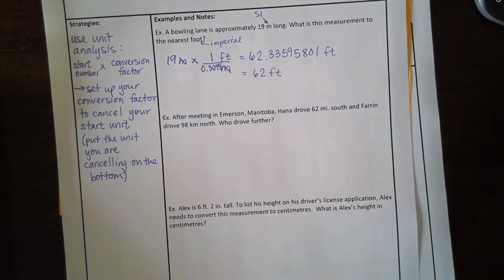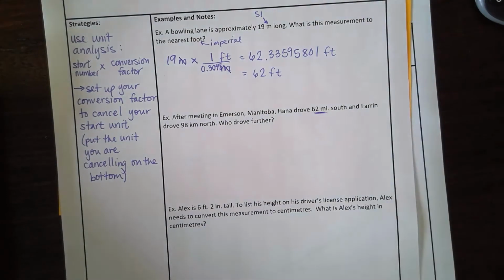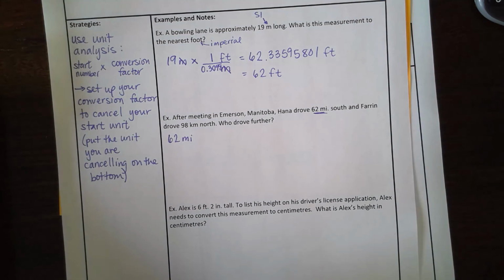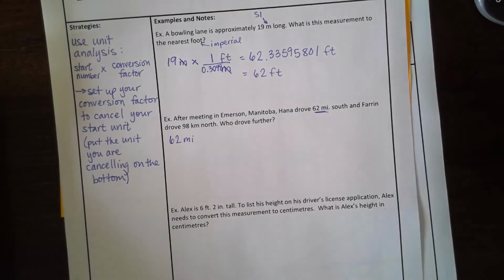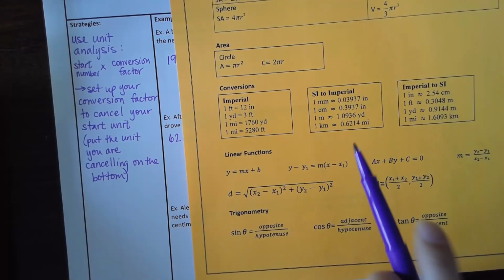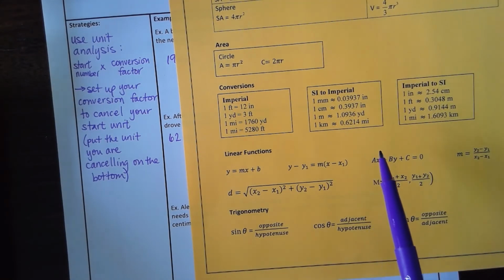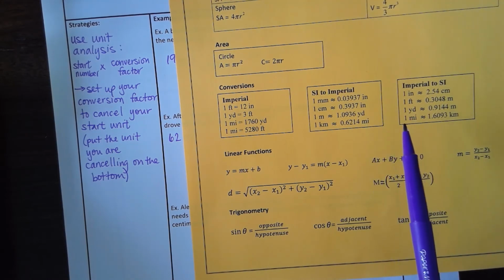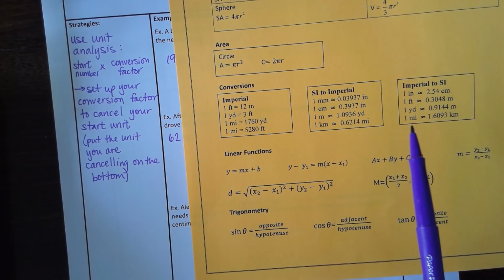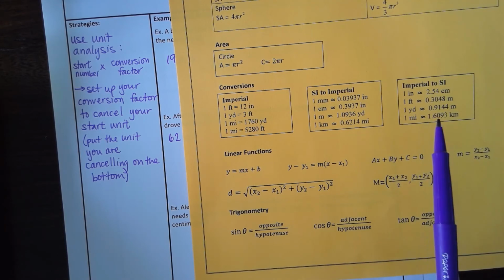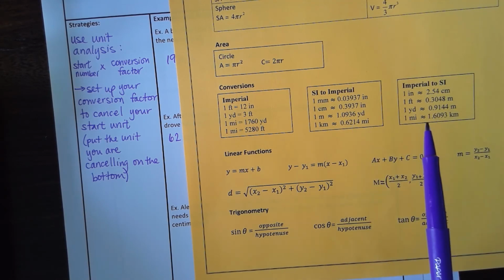So let's take Hannah's miles. Let's take 62 miles and let's change it into kilometers. So what we need to do is go to our formula sheet and find a conversion factor that has kilometers and miles. We actually have two of them. Okay, so you can use either of these. It really doesn't matter. As long as you're using unit analysis, it'll show you if you're going to multiply or divide by these numbers that you get for the conversion between them.